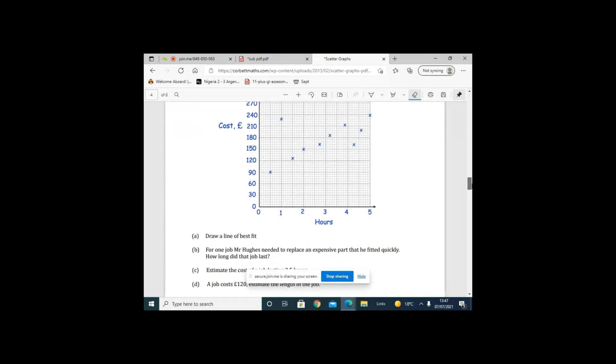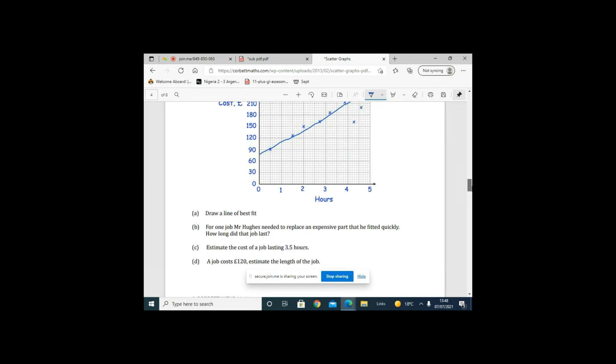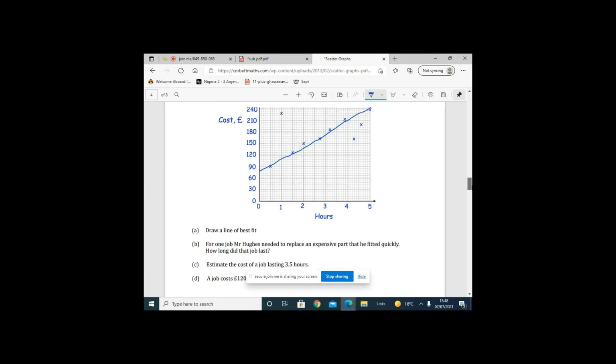So let's do this one. You should draw a line of best fit too. This one, you just draw it here. Just draw it there, a line of best fit. Then, for one job, Mr. needed to replace an expensive part that he fitted quickly. How long will that job take?